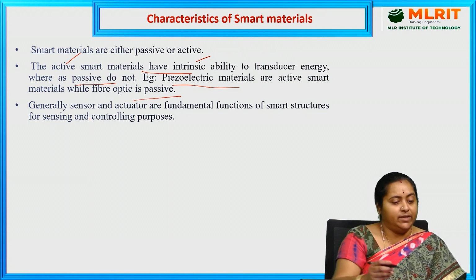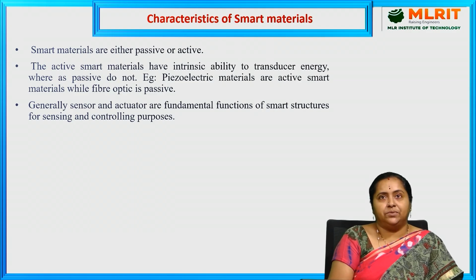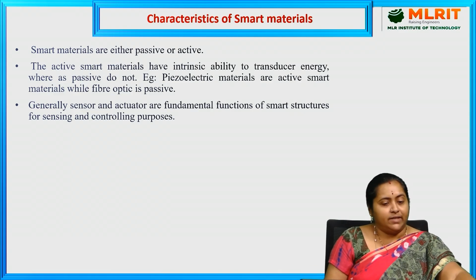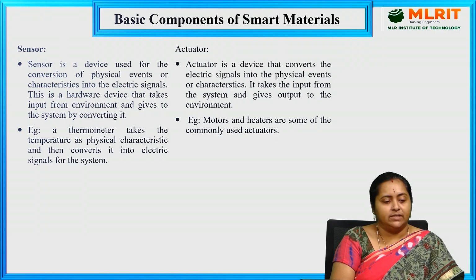And coming to the next thing, generally sensors and actuators also come along with smart materials. The sensors and actuators are two different types of materials which have the fundamental functions of smart structures for sensing and controlling purposes. So let us know about the basic components of smart materials. As I told you, sensors and actuators, two different types will be there. So this is nothing but a major, or we can say basic, component of any smart material.